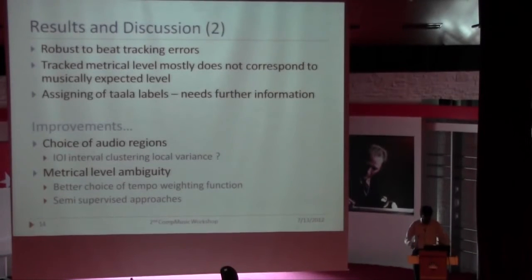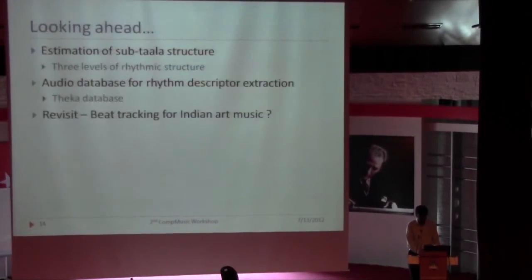So an immediate improvement could be in the choice of audio regions, wherein we can choose regions in which Tala is more apparent and use those. One way of knowing that would be to check the local variance and see if the onsets have too much variance. If they have too much variance, we could ignore those regions and consider only regions which had less variance. And for metrical level ambiguity, we need a better tempo weighting function, and some semi-supervised approaches would actually reduce metrical level ambiguities.